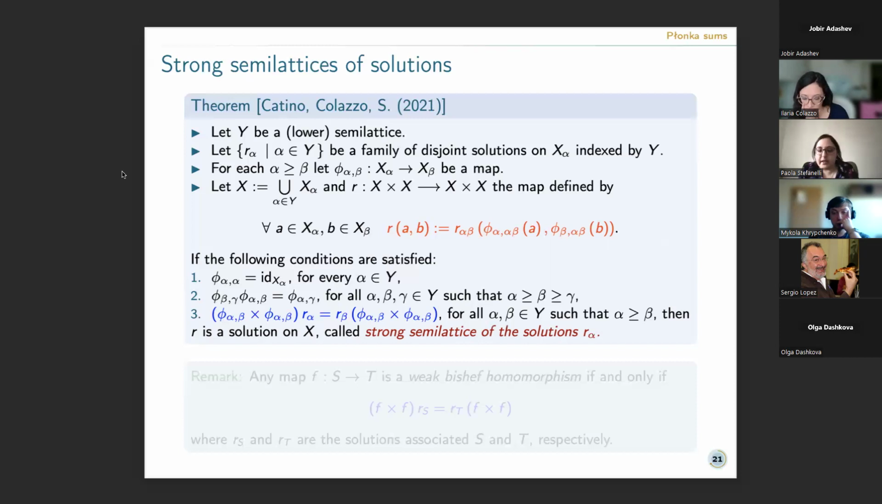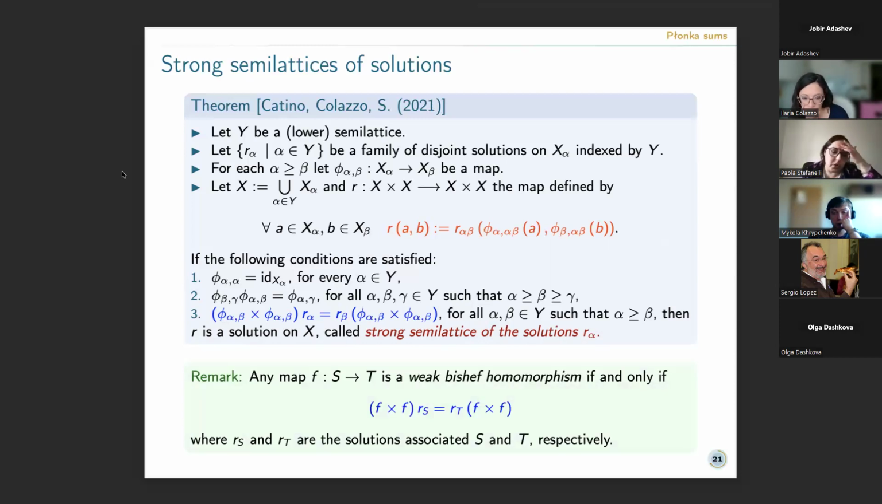But I say that this is equivalent to Płonka sums of solutions essentially for this reason. If we have two weak bi-shelves S and T, and we have a map f from S to T, then f is a weak bi-shelf homomorphism if and only if this identity holds.